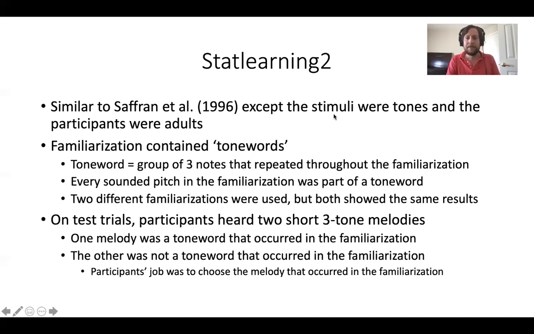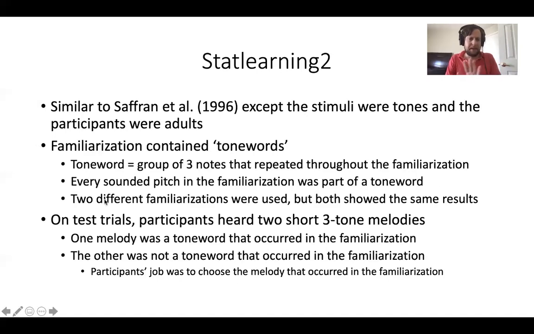And so in this study, the stimuli were all toned. So everywhere in Stat Learning 1, everywhere in the Saffran et al. 1996 study where there was a syllable, in this study there's a different tone or a different pitch. So it's like musical tones or musical pitches. And instead of having words, the familiarization contained tone words. A tone word was a group of 3 notes that occurred in a given sequence, and that given tone word occurred somewhat repeatedly throughout the course of the familiarization. It was one of several different tone words that would occur over and over again throughout the familiarization.